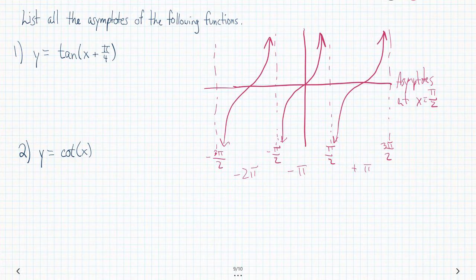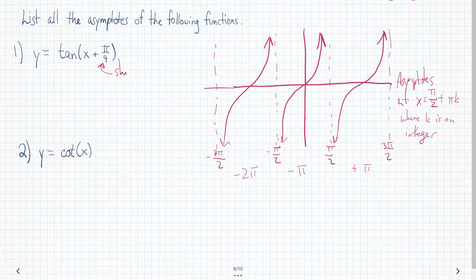But what this has done, so at x equals pi over 2 plus, not 2 pi k, just pi k actually. Got a little ahead of myself. Where k is an integer. So what has this graph done? Well, it shifts left pi over 4 units.